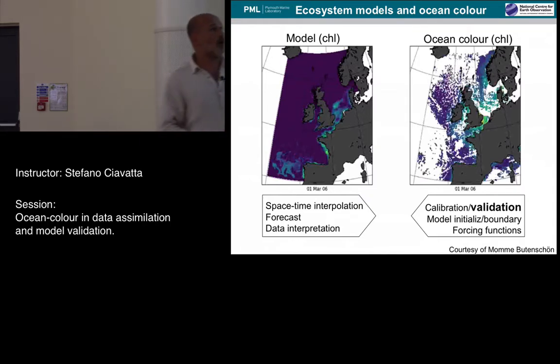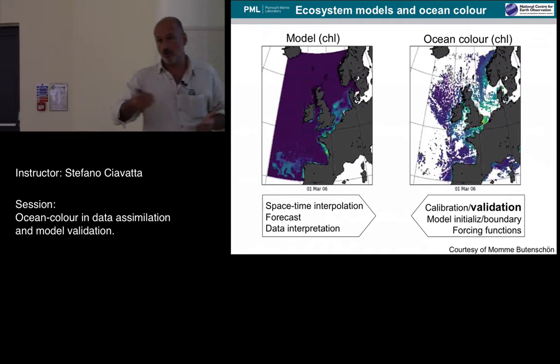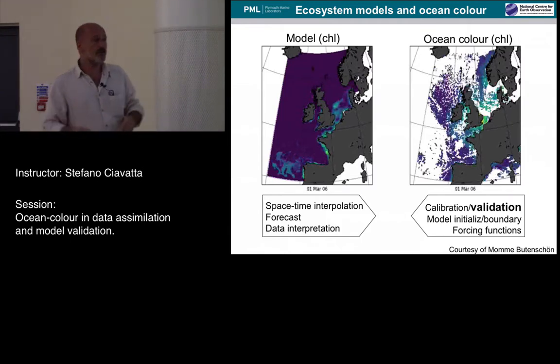On the other hand, ocean color can be used to calibrate the model, that means, for example, to find the values of the parameters that are in the model. We can use it to validate the model, and this will be one of the subjects of this talk. We can use the ocean color to initialize the simulation, as the initial condition from which we start the simulation of the ecosystem using the marine models, or to set the boundary values, or also as a forcing function.